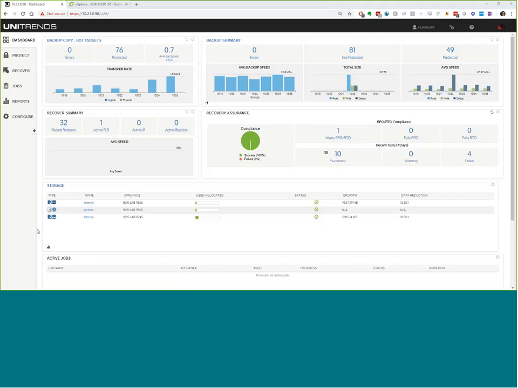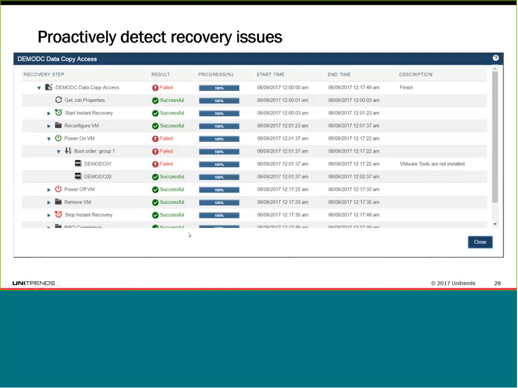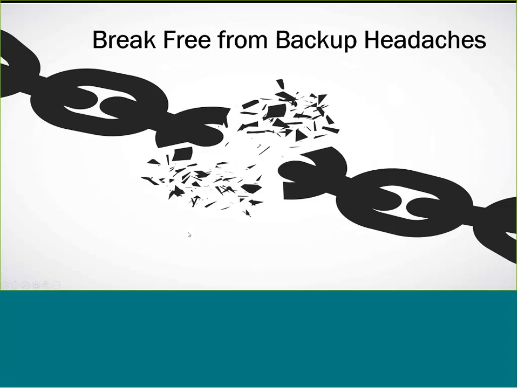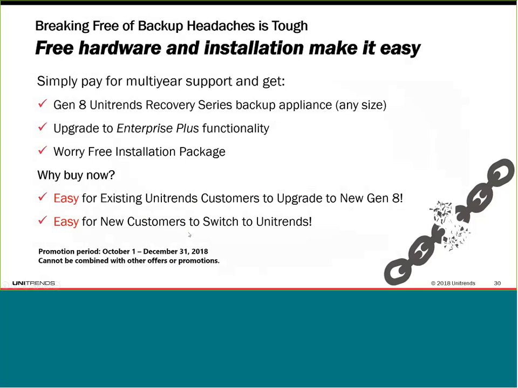So to bring it back to the PowerPoint here, I do want to quickly talk about our Q4 promo, where we're going to help you break free from any backup headaches that you may have. So what is this promo? What are we talking about here? At the end of the year, Q4, it's going to end December 31st. We are offering free hardware and free installation services for any size of our Generation 8 Unitrends Recovery Series backup appliances. So those range from 2 terabytes to 120.